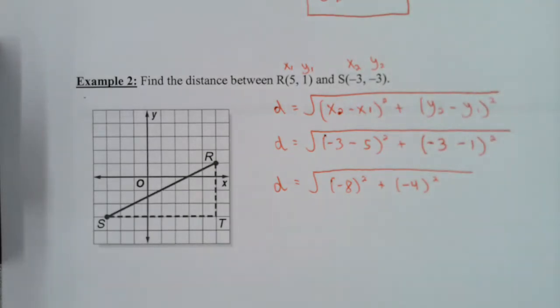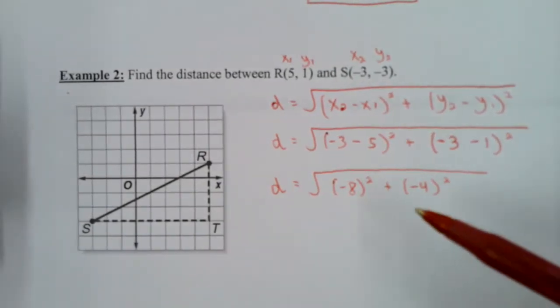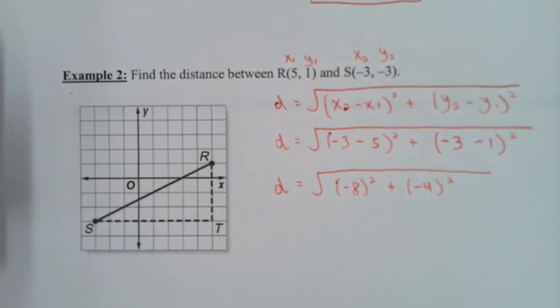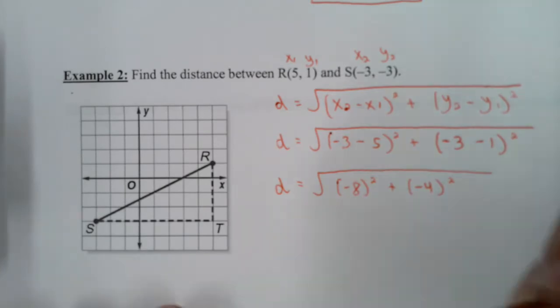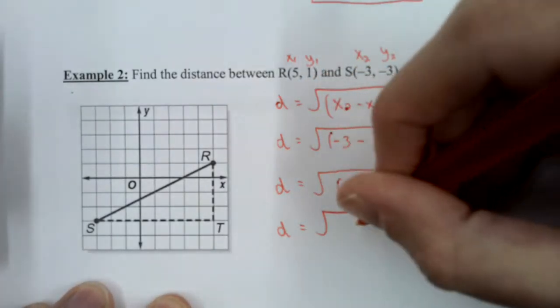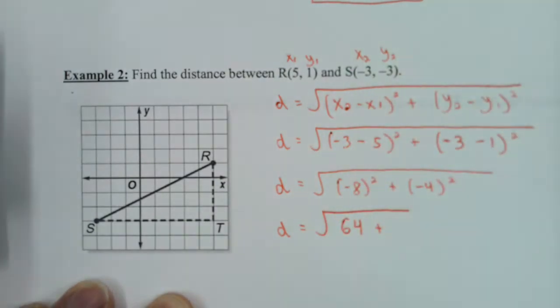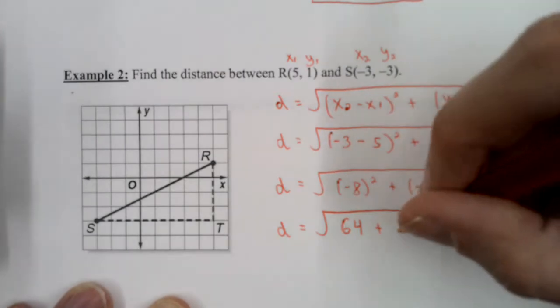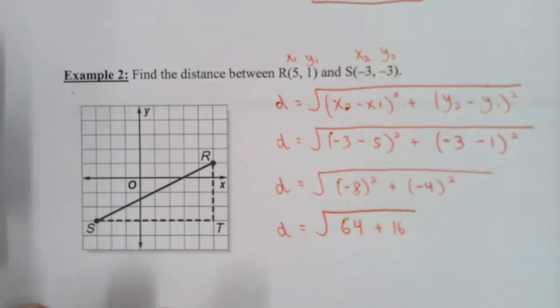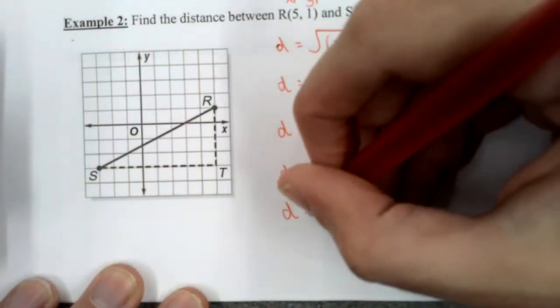Now be careful. Negative 8 squared means negative 8 times negative 8. That's positive 64. Negative 4 squared means negative 4 times negative 4. That's positive 16. Add those together and you get the square root of 80.